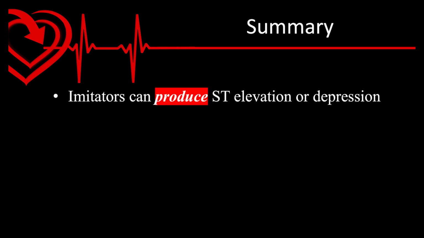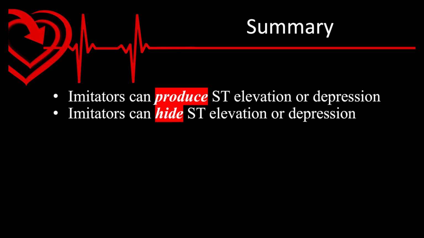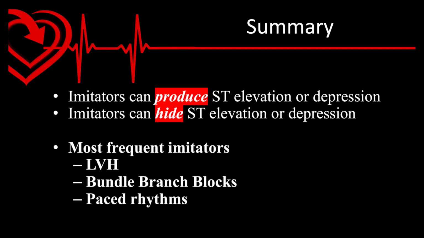In summary, when we're thinking about imposters or imitators, it's important to remember that a variety of these things can produce ST elevation or depression, making us think that we have a STEMI when we don't. But a number of these things can also hide ST elevation or depression, such as bundle branch block. The most frequent imitators or imposters that you are going to encounter are left ventricular hypertrophy, which makes those tall and deep QRSs, bundle branch blocks, which create wide QRSs, and paced rhythms, which also create wide QRSs.